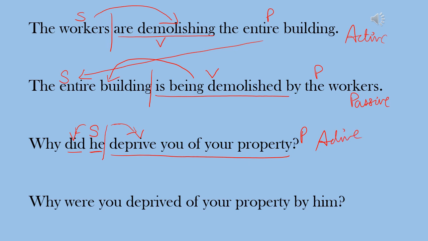Now we want to transform the sentence into the passive voice. How do we do that? We change the subject. We write, why were you deprived of your property by him? So now you, why were you, that is the first part of the sentence which becomes the subject. The second part of the sentence, deprived of your property by him, becomes the predicate. And now you is the subject, deprived of, that is the action. It is being done upon the subject you. So the sentence is now in the passive voice.